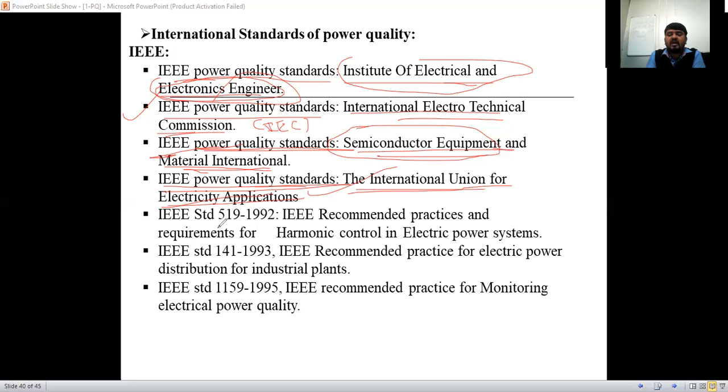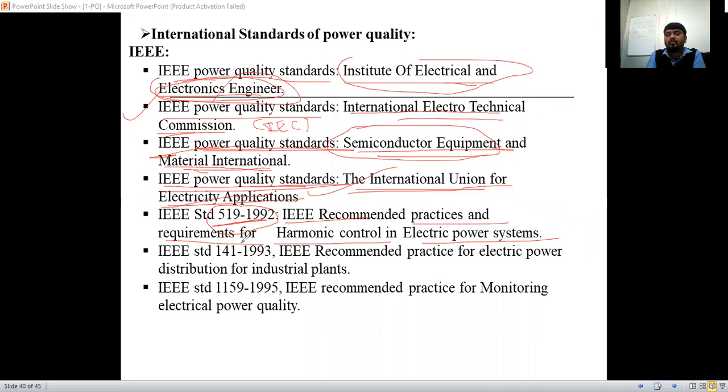Next, the IEEE standard number we have mentioned here, 519 of 1992. From the old days, that is 1992, they formed this one. It is the IEEE recommended practices and requirements for harmonic control in electric power systems. Actually, harmonics come in the second unit, so it is applicable to the second unit, and they have mentioned it there also.